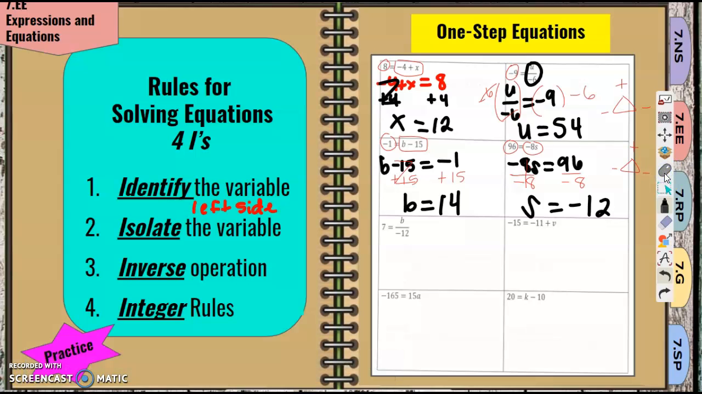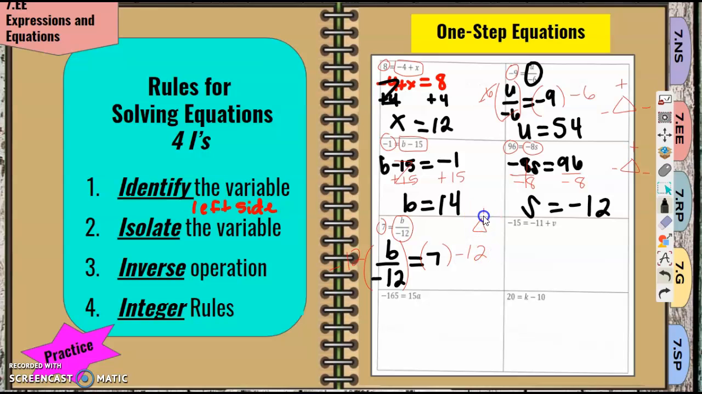All right, number 5. I want my variable on the left, so I'm going to take b divided by negative 12 and write it on the left of the equal sign, and 7 goes on the right. This is a division problem, b divided by negative 12. So in order to figure out what divided by negative 12 equals 7, I'm going to multiply both sides by negative 12.